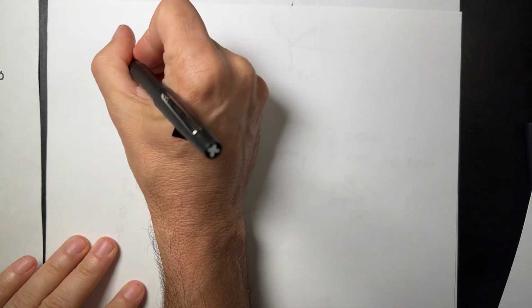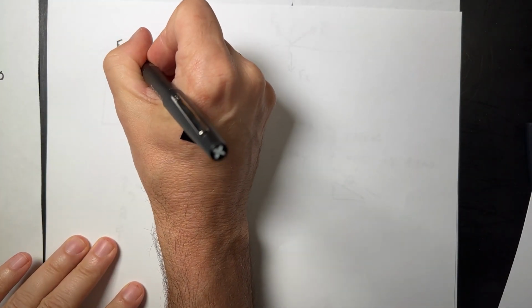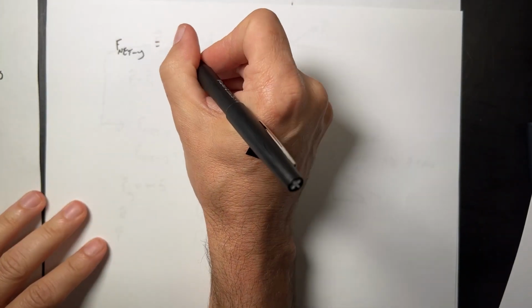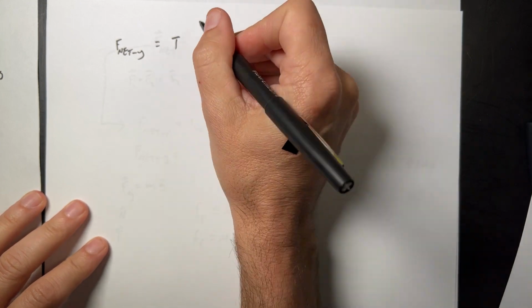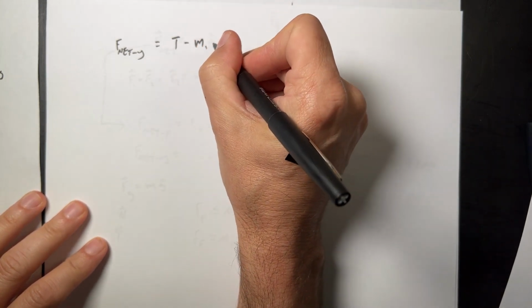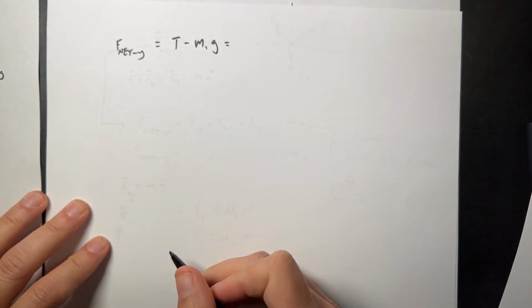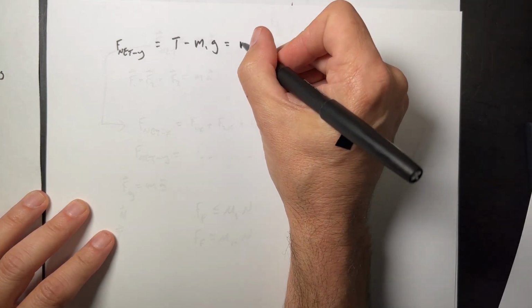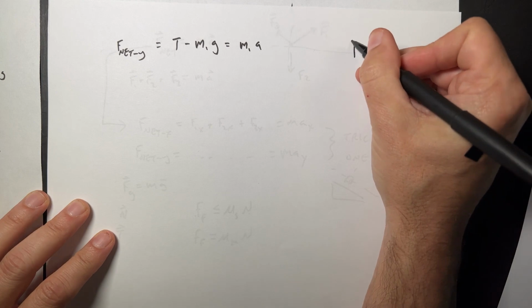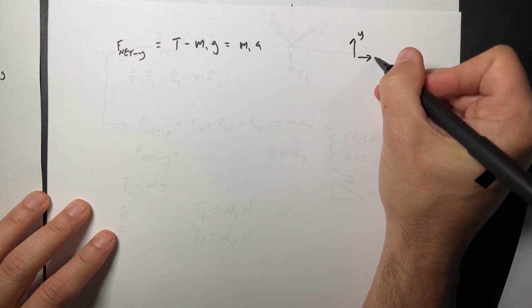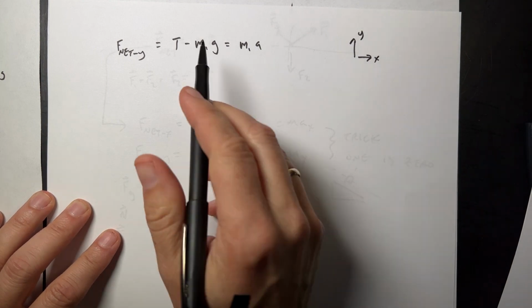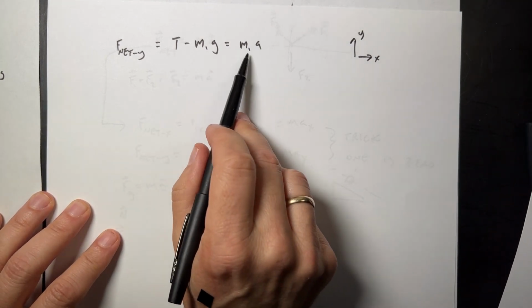So for mass 1, I'm just going to write it in the y direction. Why not just do it in the y direction? For mass 1, I have tension in the positive y direction minus m1g, and that's going to be equal to mass times acceleration. And I said which way it was accelerating, up. So it's going to be m1a. So I'm picking y is up and x is that way, even though there's nothing in the x direction. And I don't know T and I don't know a, so I can't solve this.